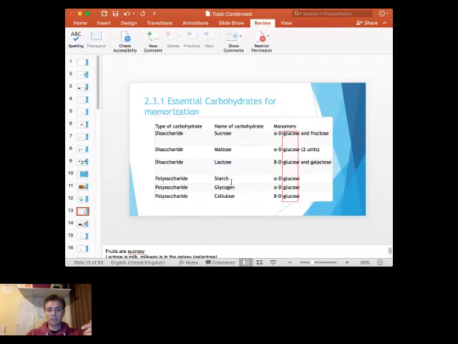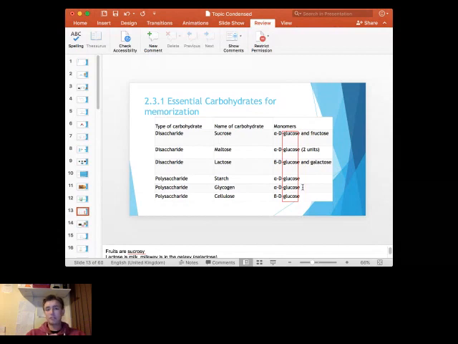The polysaccharides are starch, glycogen, and cellulose. Starch and glycogen have very similar structures, and they're both composed of alpha glucose. We're going to talk about the slight difference between them, but those should be pretty straightforward. And then cellulose, the thing that makes up the plant walls, is made up of beta glucose, and we're going to get into those structures. But the key thing here is just, sadly, you have to memorize what the different components of the disaccharides are.